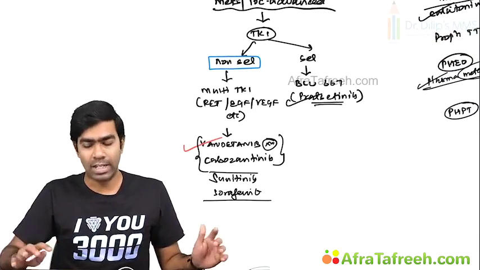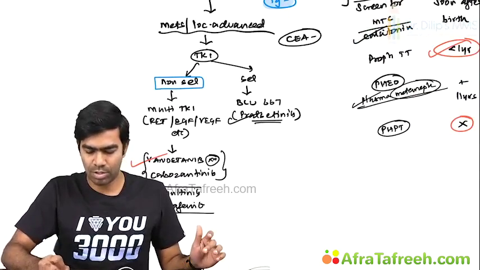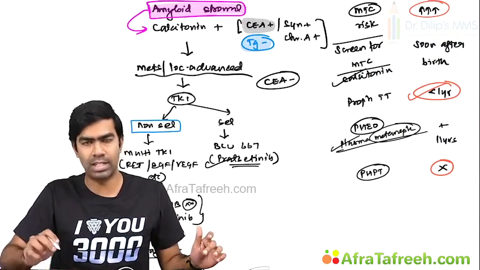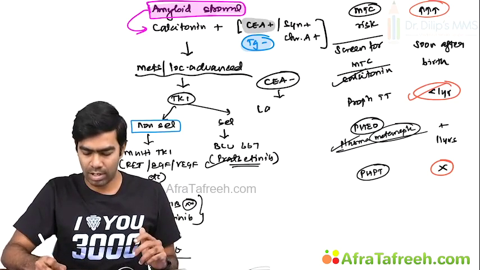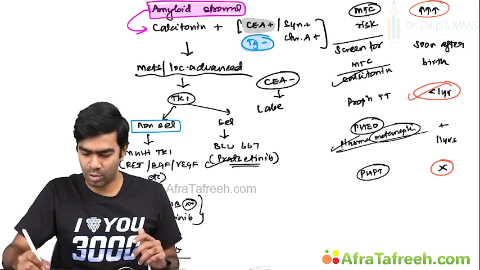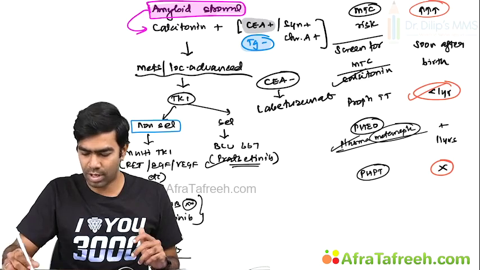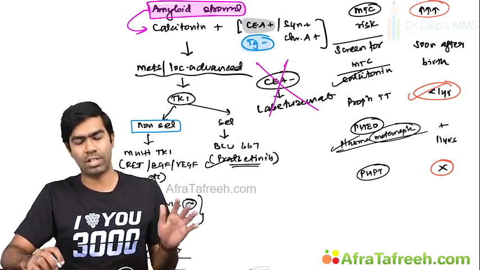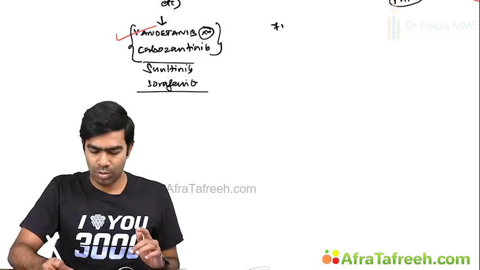They have also tried a drug that targets CEA, the carcinoembryonic antigen, because the majority of the tumors exhibit CEA. So they thought that CEA inhibitors might be useful. They tried a drug called labetuzumab, and the problem is this drug has failed for MTC, so we don't use it. Clear? And the next thing is the follow-up.